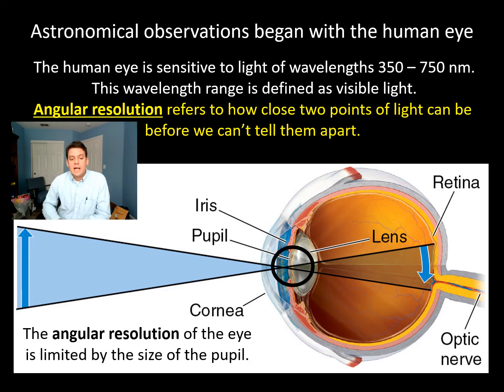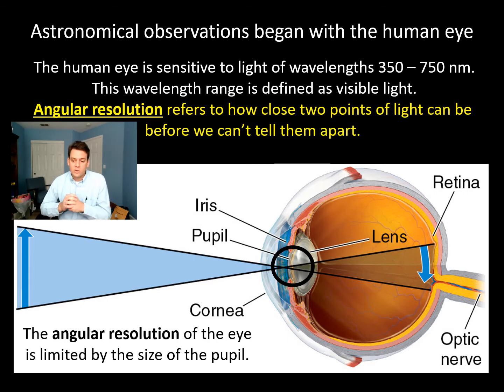So for the human eye, the angular resolution is limited by the size of the pupil. And the pupil, again, is the aperture of the eye. It's the hole through which light comes in. And so the smaller the hole is, the lower the resolution. The larger the hole is, the bigger the resolution.